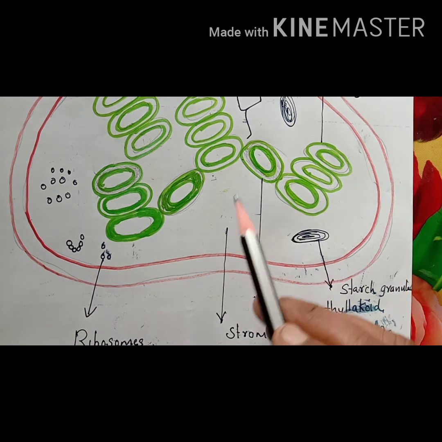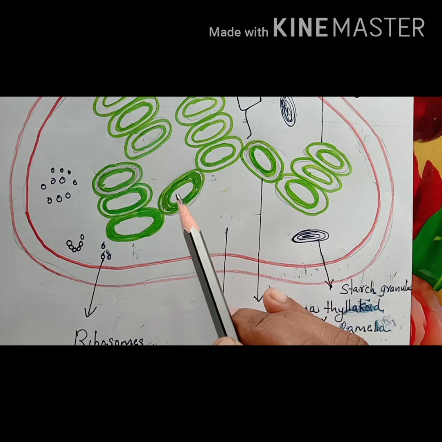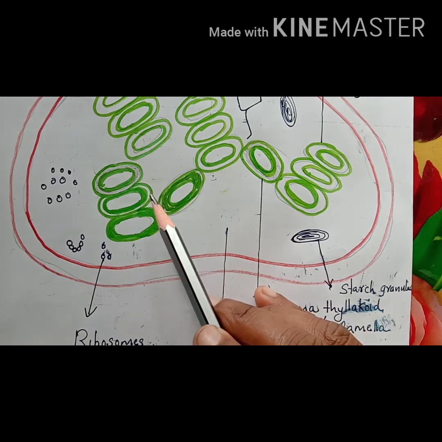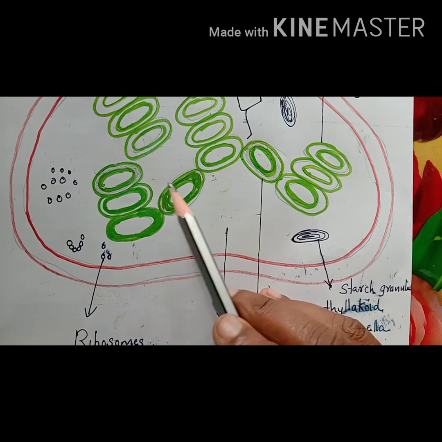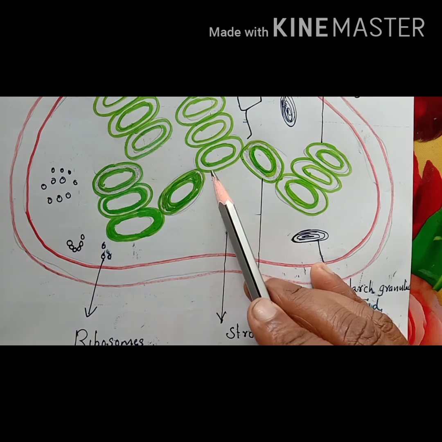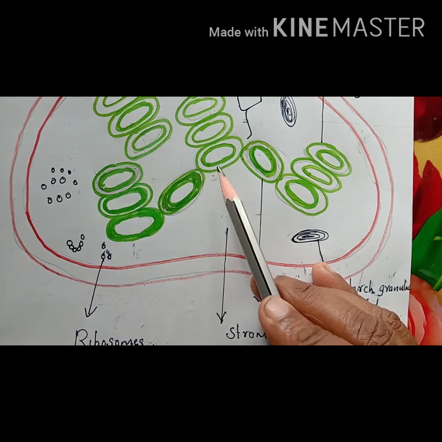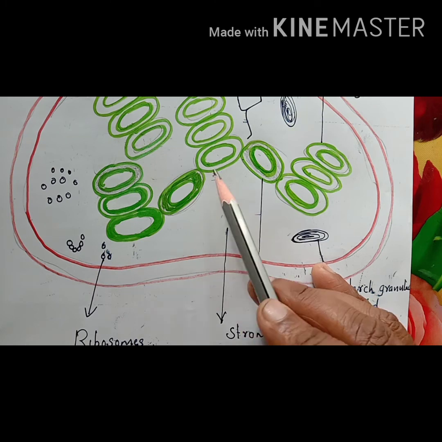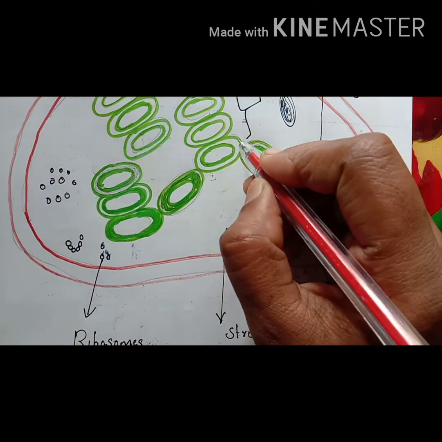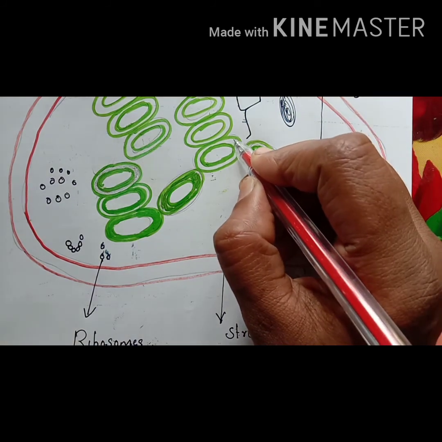These pigments are located on the membrane of these thylakoids. Pigments are located on where? Pigments are located on the membrane of these thylakoids, whether it is stroma thylakoid or grana thylakoid. Here you can see the membrane; this is the thylakoid or lamellae. So the membrane is this one.